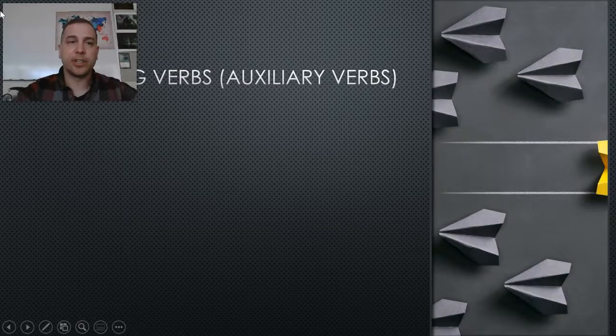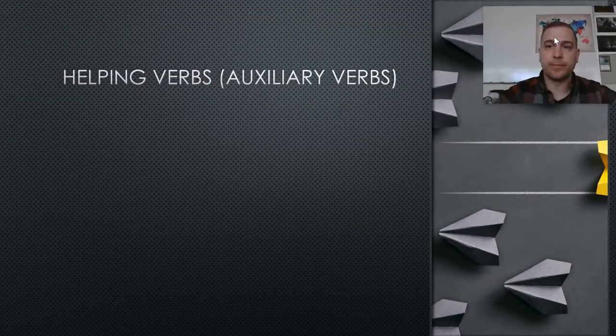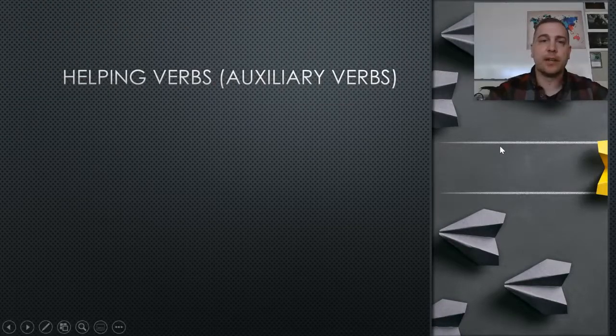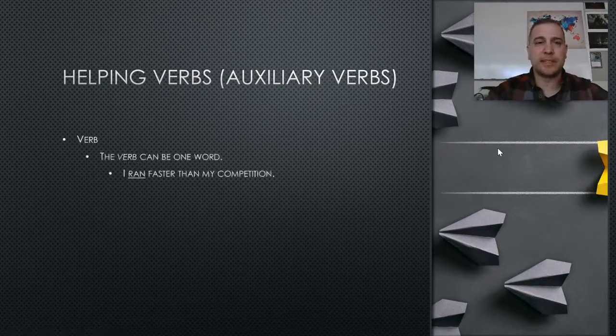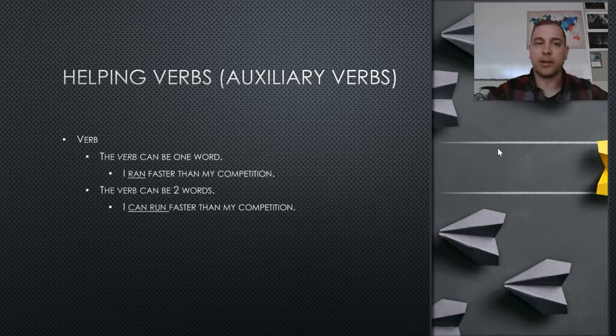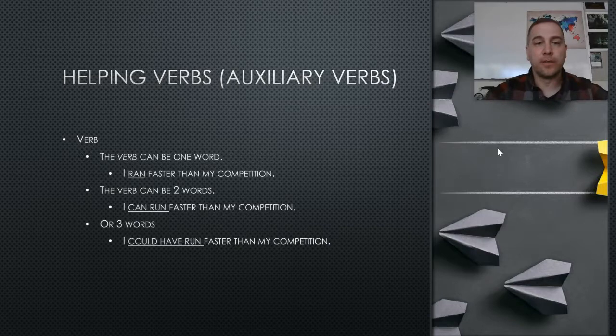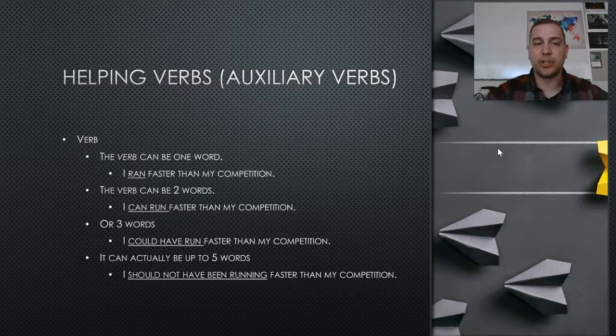And so there's something else called an auxiliary verb. And an auxiliary verb just goes to help the regular verb. So the verb of the sentence can be one word, right? I ran faster than my competition. Ran is the verb of that sentence, right? It could be two words long, right? I can run faster than my competition. The verb could be three words long. I could have run faster than my competition. It could be up to five words long, even. I should not have been running faster than my competition.